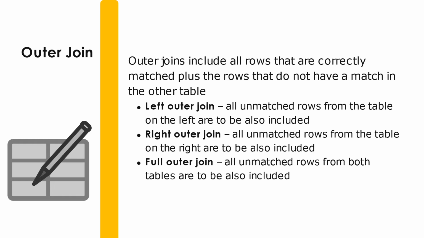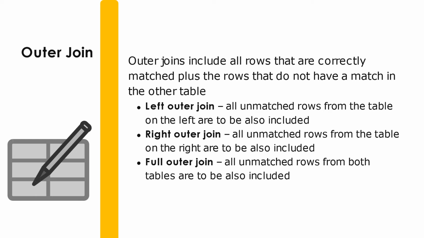In our previous examples, we are joining the tables based on equality, and we are disregarding the records in each of the tables that do not have a matching record in the other table. But what if we have a case wherein we want to get all of the records even if we don't have any match for that record? For this case, we are going to use outer join. Outer joins include all rows that are correctly matched plus the rows that do not have a match in the other table. The following three are the types of the outer join.